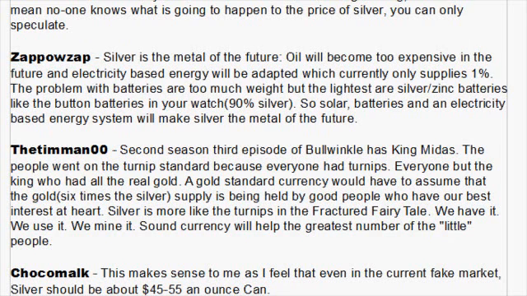Silver is the metal of the future. Oil will become too expensive in the future, and electricity-based energy will be adapted, which currently only supplies 1%. The problem with batteries is too much weight, but the lightest are silver zinc batteries, like the button batteries in your watch, 90% silver. So solar batteries and electricity-based energy systems will make silver the metal of the future.